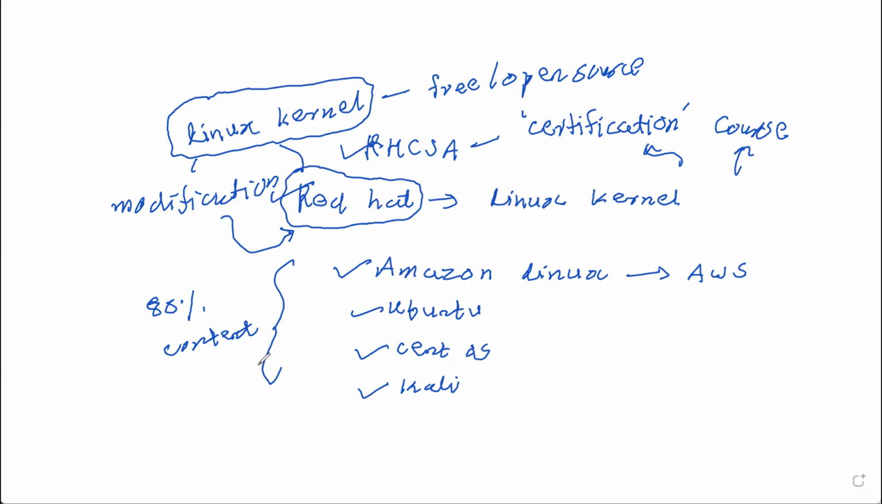Whatever sources and operating systems are there, you can use and modify them. So what did Red Hat do? Red Hat did the same thing. They used Unix; the advanced flavor of Unix is Linux. They used the free, open source Linux kernel, made some modifications, and now they have a very big business.